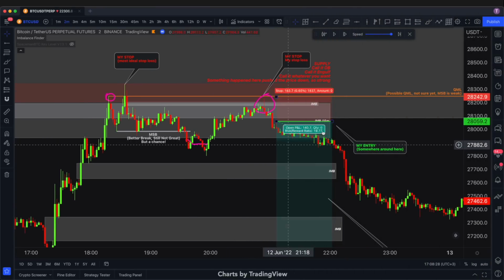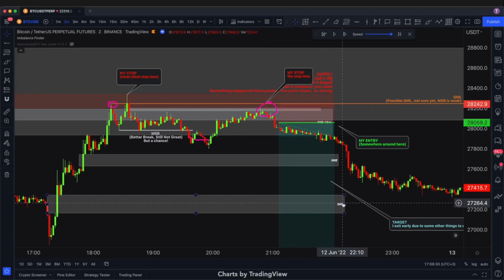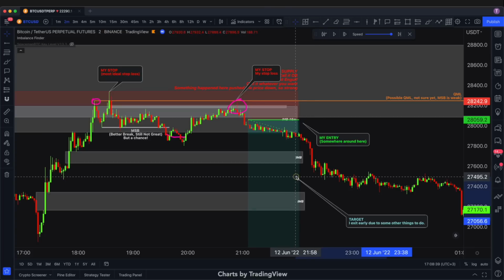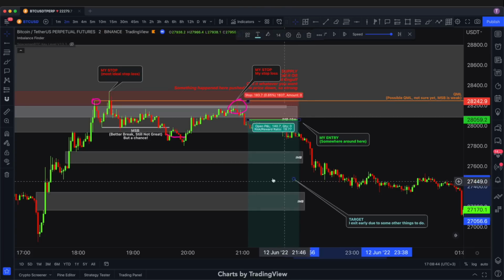My target was this giant imbalance area, which was an obvious imbalance within 15 minutes as well. However, I closed this position early because I was over trading and I had other things to do. I locked my profits here.